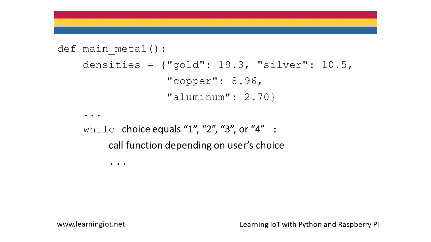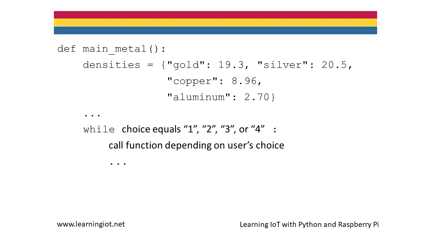Because a user should be able to add a metal, remove a metal, display the metals, and calculate the mass of a metal cube as many times as he or she wants, we'll use a while statement. We'll use a sentinel control while loop that keeps executing as long as the user enters 1, 2, 3, or 4, which will correspond to the 4 menu choices.